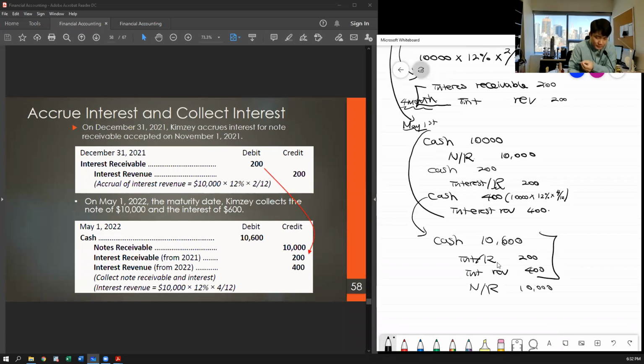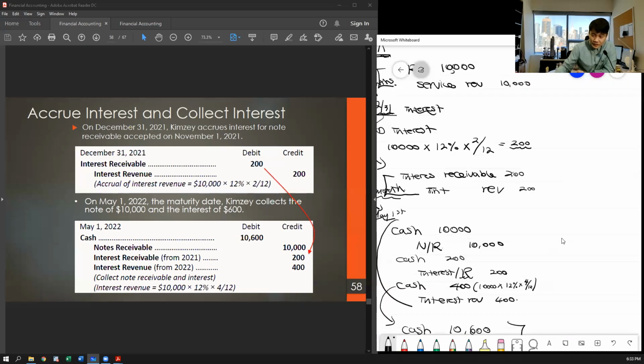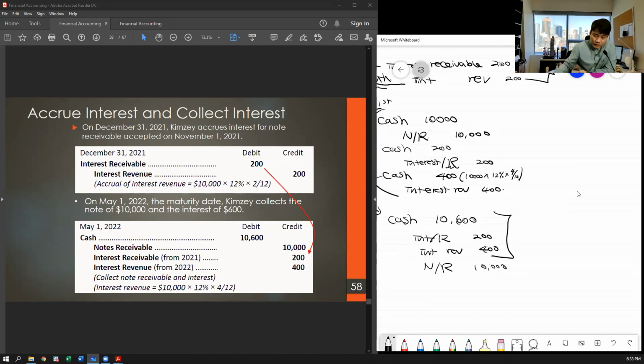In this case, Professor, we're supposed to record the interest revenues separately since they're from two separate periods. Yeah, so the interest revenue of $200 right here will be reported according to this question in the 2021 income statement. And the rest, 400, will be reported under the 2022 income statement. Okay. Any other questions?